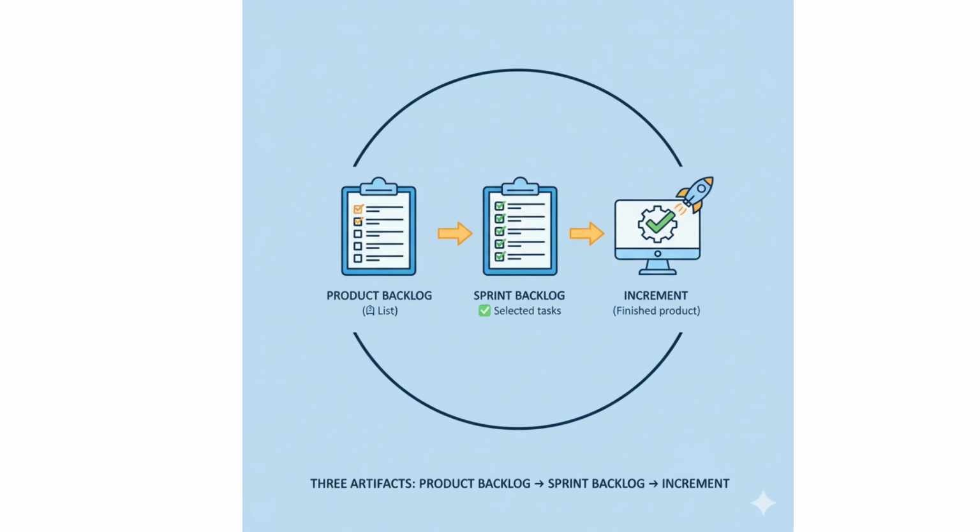Why do artifacts matter? Artifacts create transparency. Everyone can see what's planned, what's being worked on, and what's actually delivered. Without artifacts, Scrum teams would fall into chaos. Stakeholders wouldn't know what's coming next. Developers wouldn't have focus. Progress would be invisible. Artifacts turn Scrum into an open, visible process where nothing is hidden.